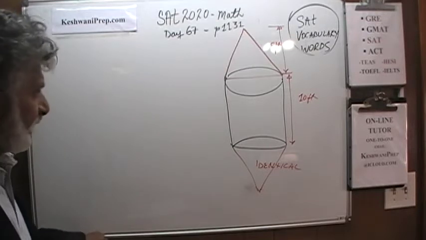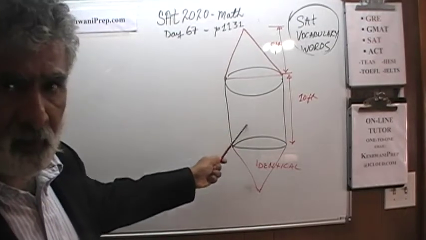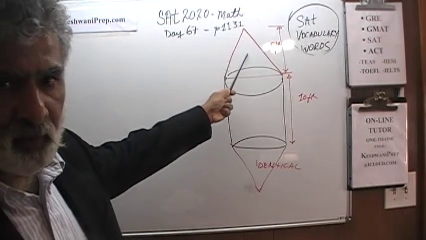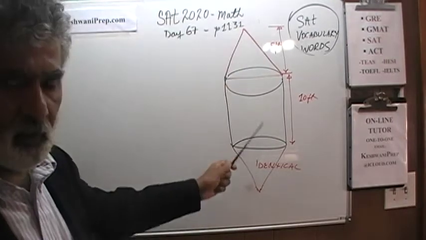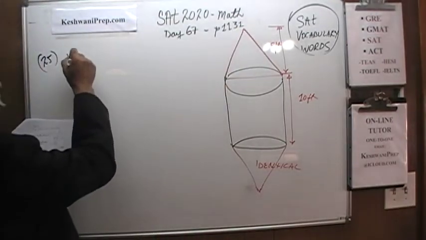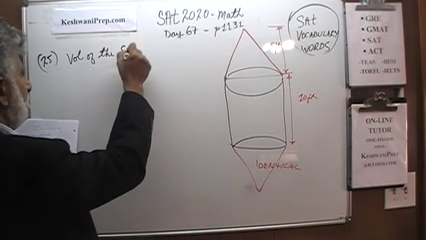To find the volume of the silo, we'll have to do it in two parts. First, we'll figure out the volume of the cylinder, the right circular cylinder. Then we'll figure out the volume of one cone. Once we have the volume of one cone, we'll just multiply by 2 to get the volume of the two cones and add them up. And that's all it is. So the question is, what's the volume of the silo?